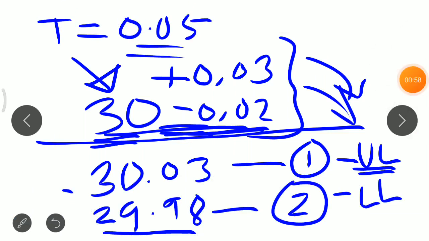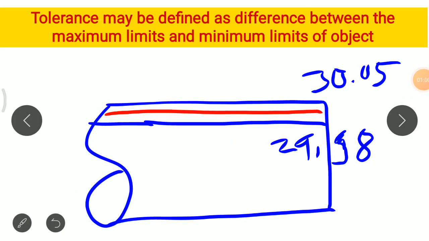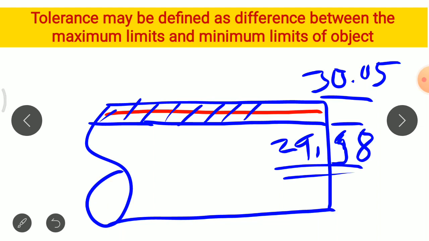Now we will plot both the values in a diagram. The first blue line indicates the maximum limit, that is 30.05, and the second line indicates 29.98. The gap or zone between them is the tolerance value, and the red line indicates the basic size, that is 30 mm.